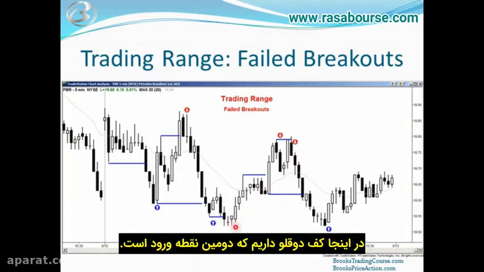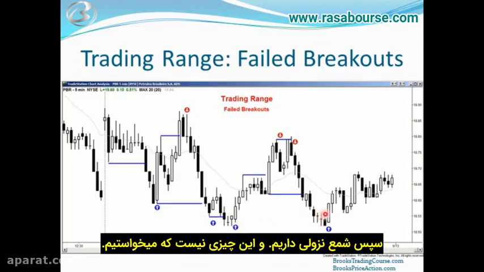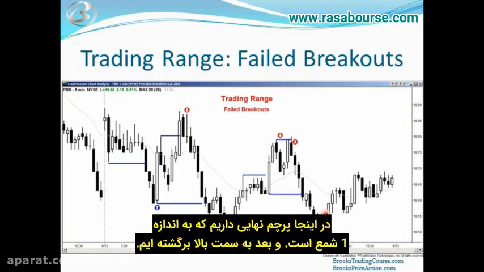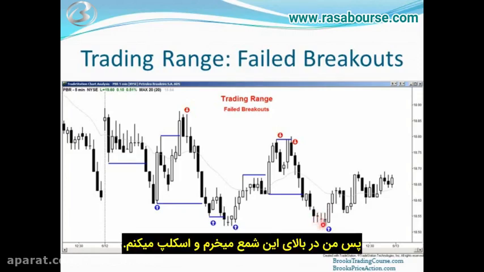Here we got a double bottom, and it would be a second entry. A bear body, not what you'd like to see, but a trading range day, this is sometimes all you get. We have a 1-bar final flag, reversal up. I would buy above that for a scalp, and maybe buy above that for a scalp as well.